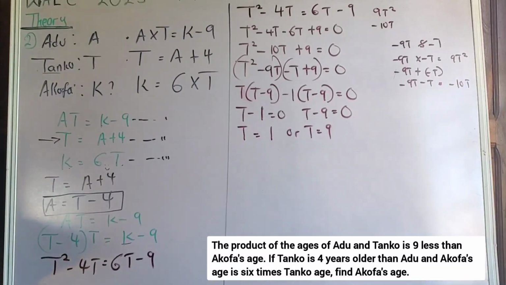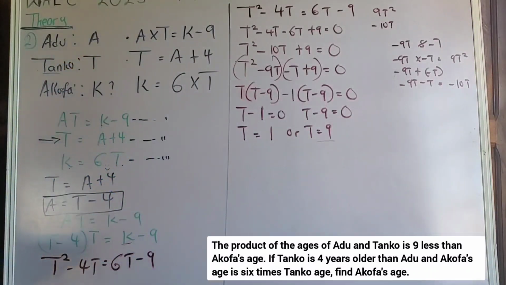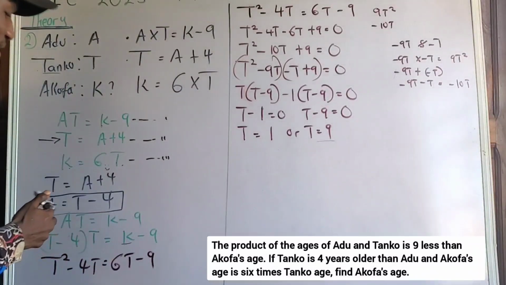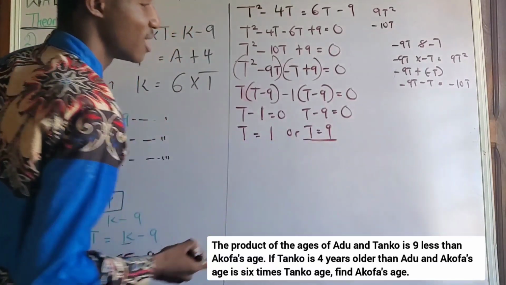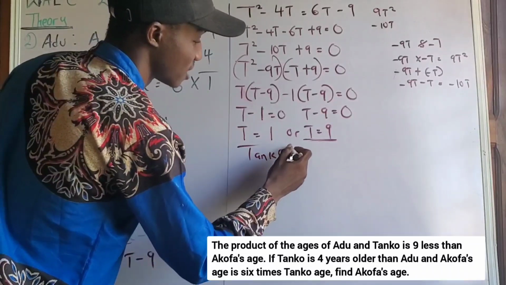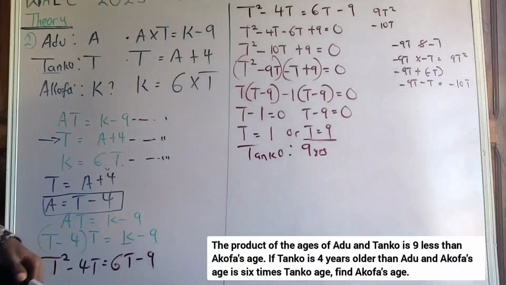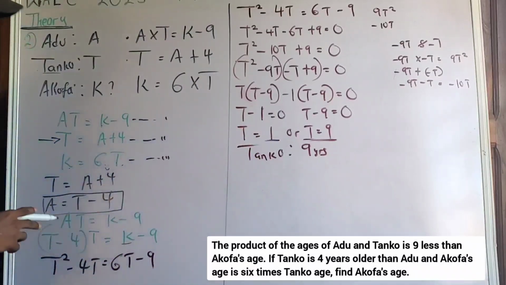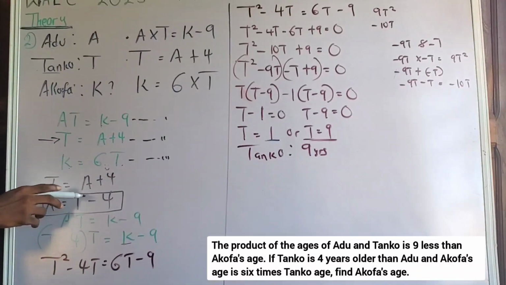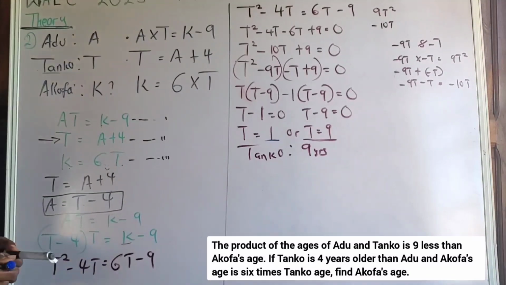Do you understand? But if you choose t equals 9, if you substitute the value of t as 9, we're going to have A equals 9 minus 4. That is 5, right? So that means the right value to choose is t equals 9. Tanko's age is 9 years. Do you understand? Okay, so I've already given you the reason why we cannot choose 1. If you substitute the value of 1 into this equation, Adu's age will be negative, and that is not possible. Okay, so Tanko's age is 9.